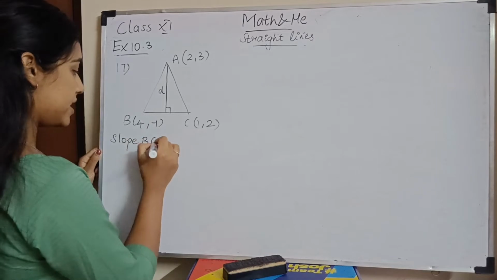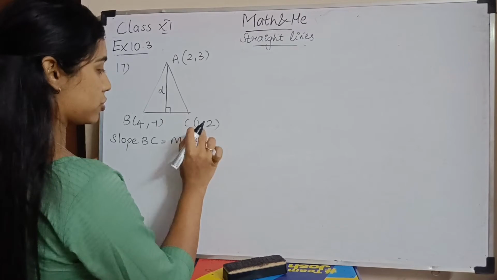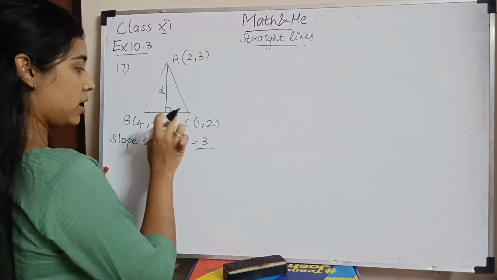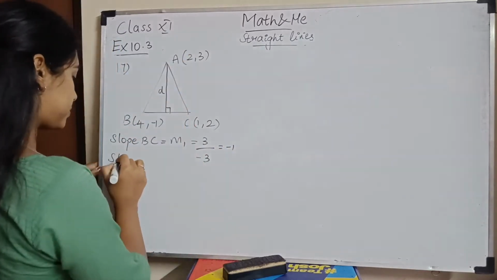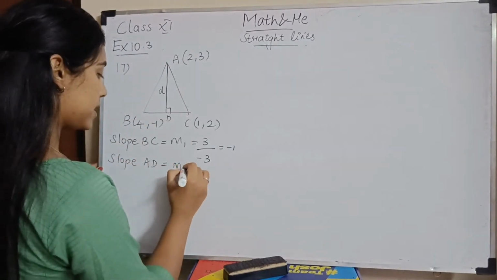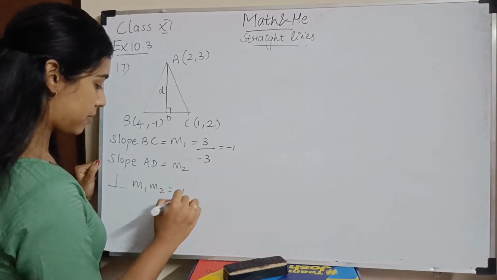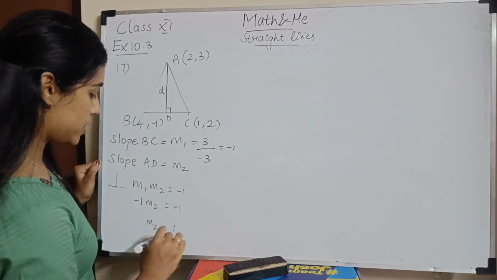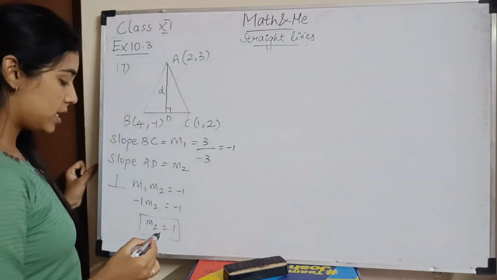Slope BC, let me call it M1, equals y2 minus y1, so 2 plus 1, divided by x2 minus x1, 1 minus 4, which is minus 3. So now the slope of AD, let me call this D. Slope AD equals M2. We know for perpendicular lines, the product of the slopes is minus 1. So minus 1 times M2 equals minus 1, M2 equals 1. So the slope of this particular line AD is 1.